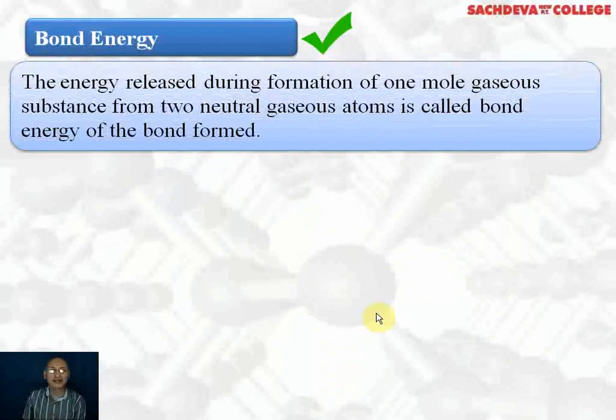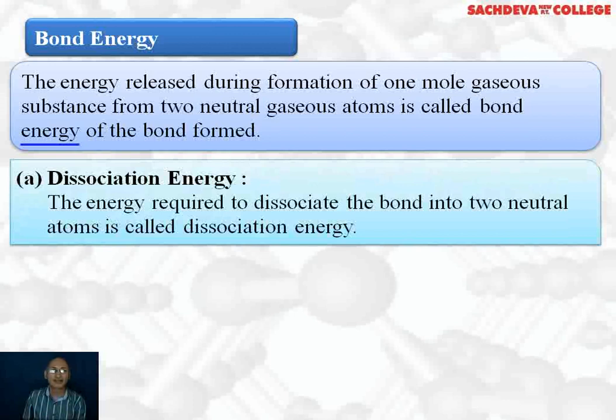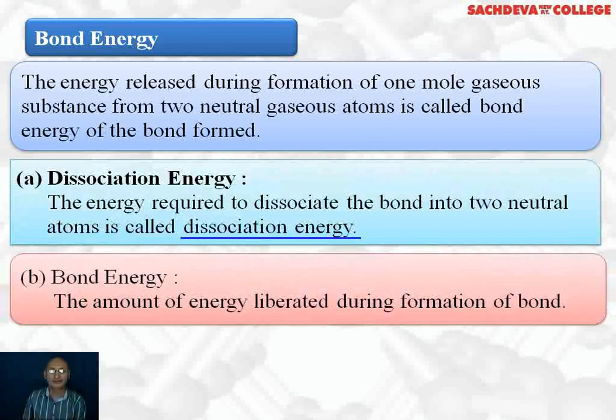Next, we are taking bond energy. Whenever a bond is formed, energy is released. Why is energy released? Because the molecule is more stable as compared to the atoms. That is why energy is released, and this energy is called bond energy. When you break the bond, energy is required to break it, and this energy is called bond dissociation energy. So the amount of energy released when a bond is formed is called bond energy.